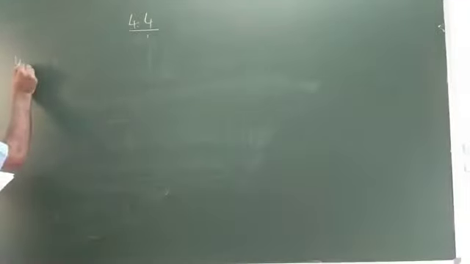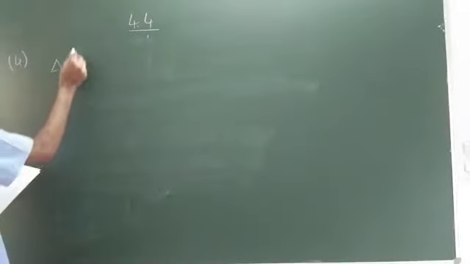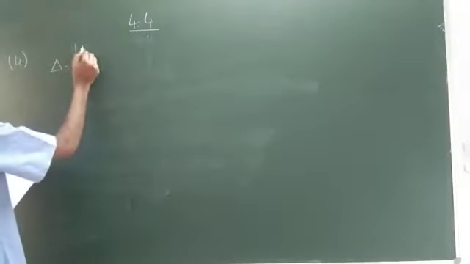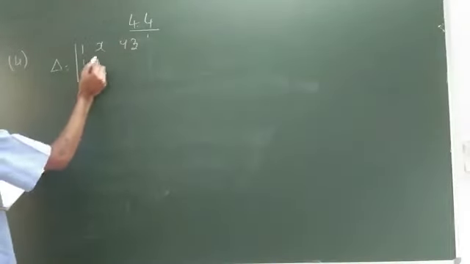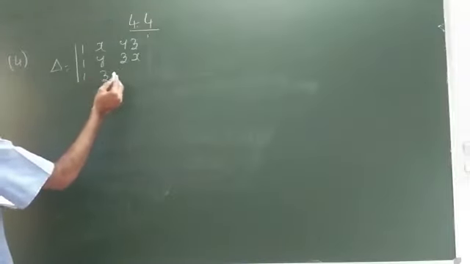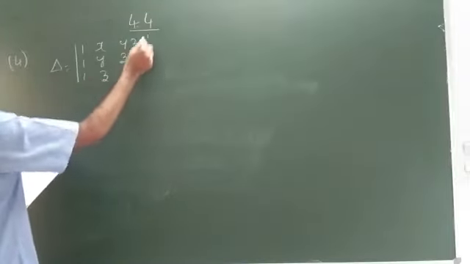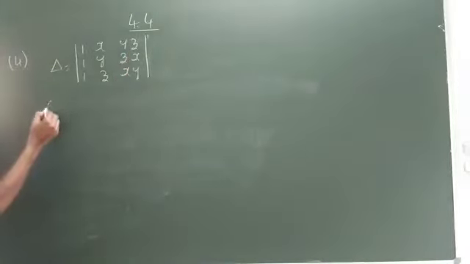I take up the next one, the fourth problem. Using the cofactors of the elements of the third column, evaluate the determinant with rows 1 x y z, 1 y z x, 1 z x y. You need to find this using the cofactors of the third column.